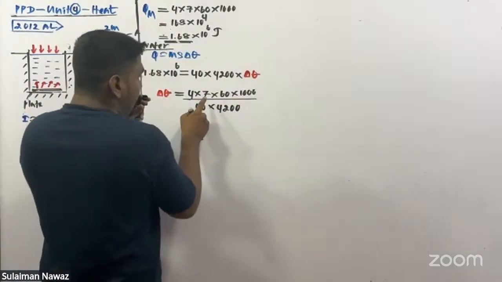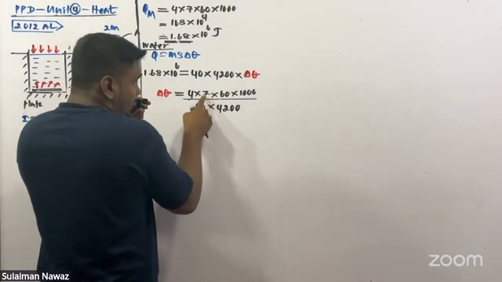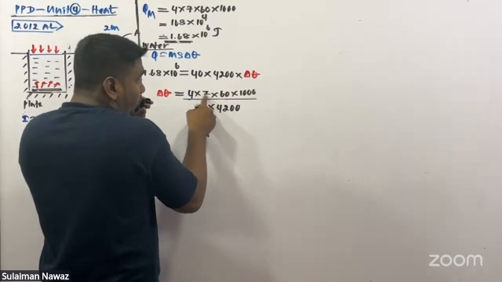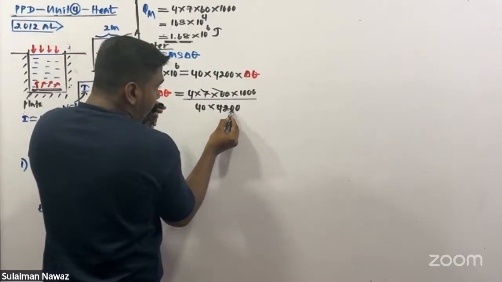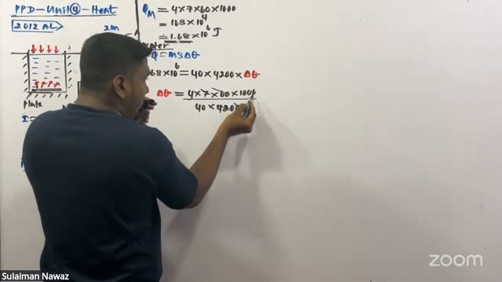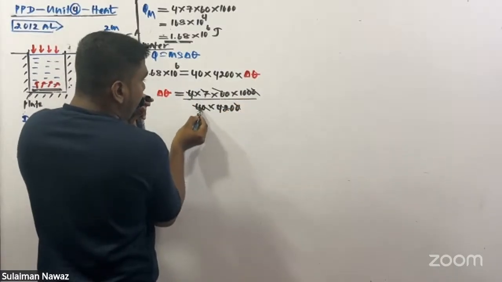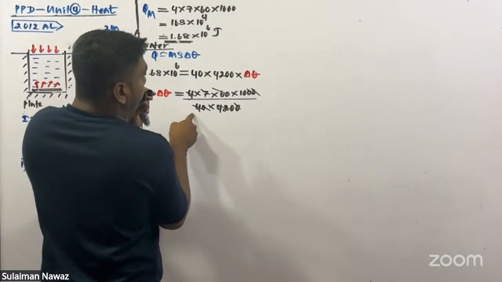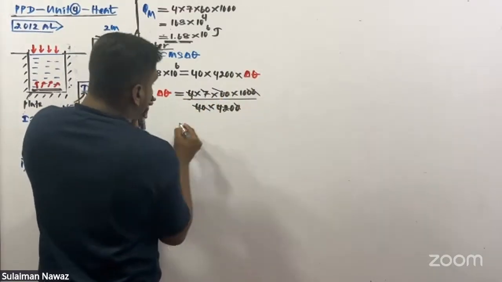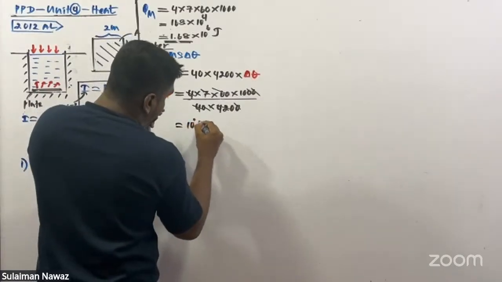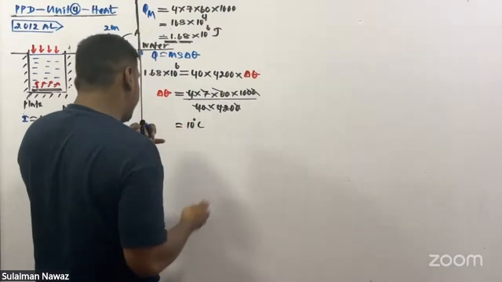We know that 7 into 6 is 42, so 7 into 60 is 420. This 420 and this 420 cancel out, the zeros cancel out, and the 4s cancel out. What's remaining? The only remaining is 10. The answer is 10 degrees Celsius. The temperature rises by 10 degrees Celsius.